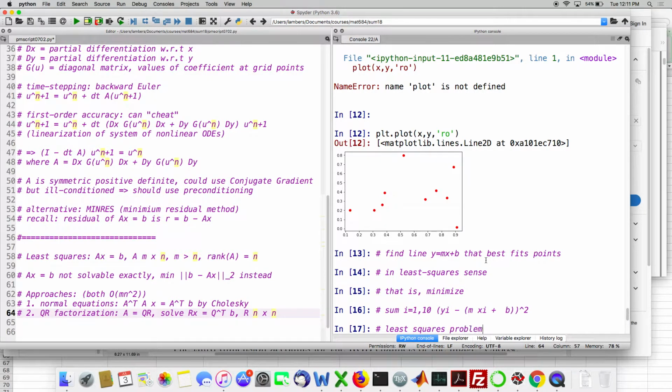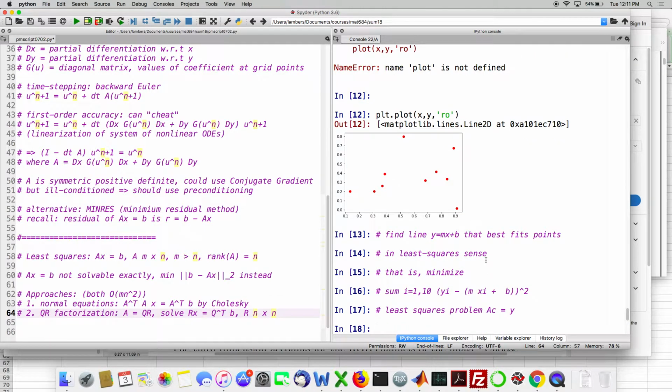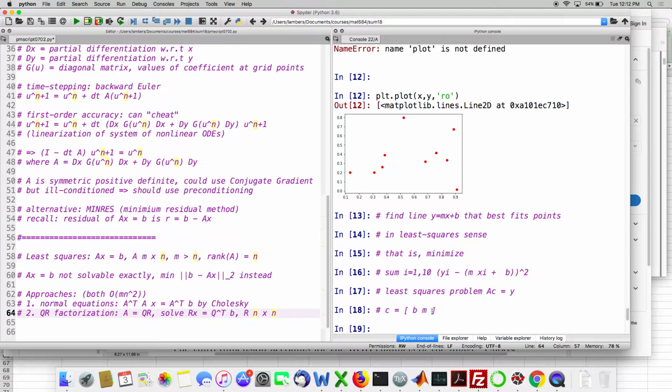this least squares problem, AC is equal to y, where y, vector y, is just the y values. C is a 2-vector that has the coefficients b and m in this order. You'll see in a second why it's this order. I really could have picked either one. The constant coefficient and then the linear term coefficient. So the y-intercept and then the slope.